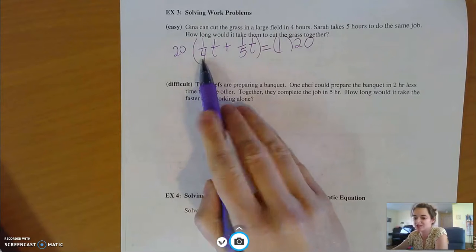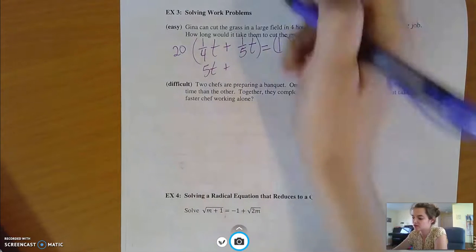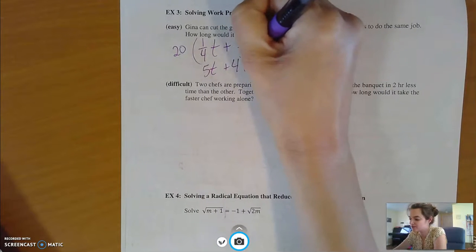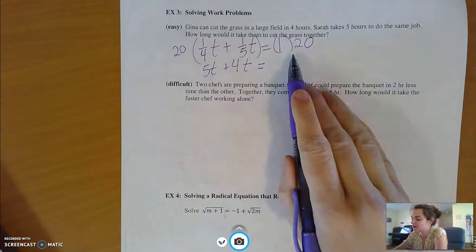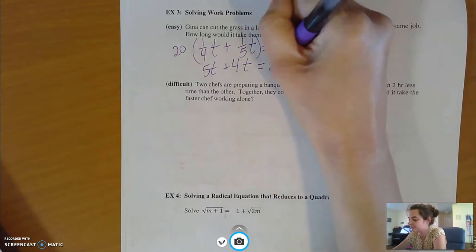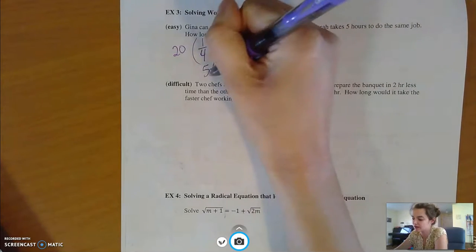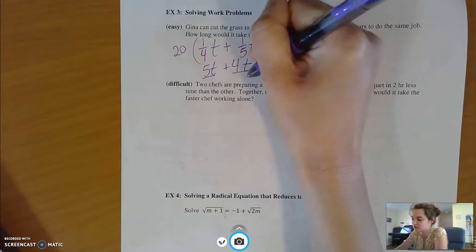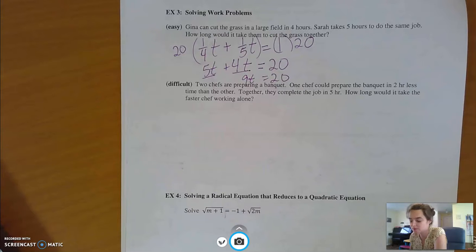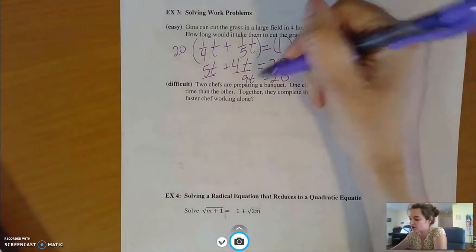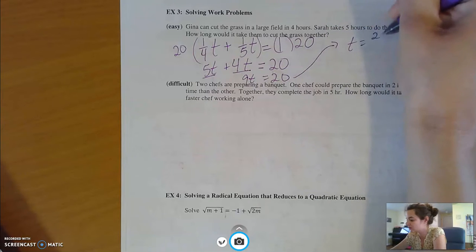20 times 1/4 is 5. And 20 times 1/5 is 4. So now I have 5t plus 4t. On the right side, 1 times 20 is 20. Then I'm solving for t. I can combine like terms on the left side. 5t plus 4t would be 9t. So now I have 9t equals 20. And last but not least, to solve for t, I would divide both sides by 9. So t would be 20 over 9.